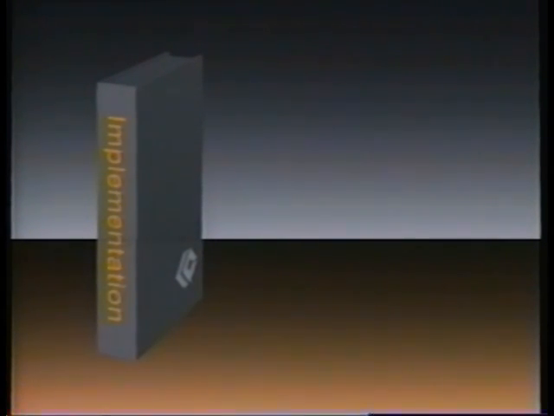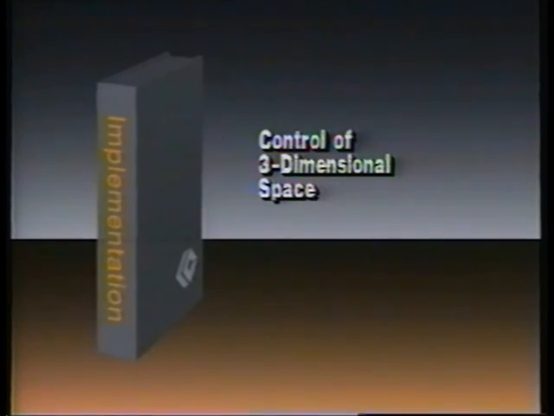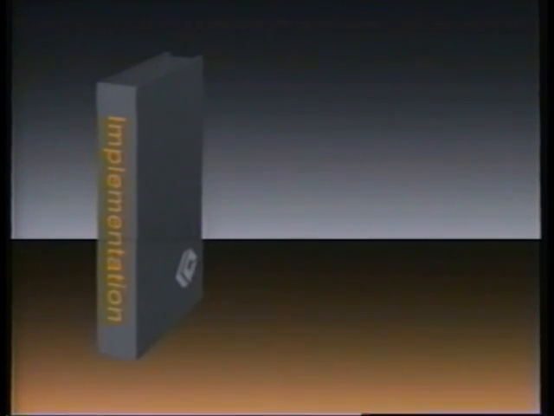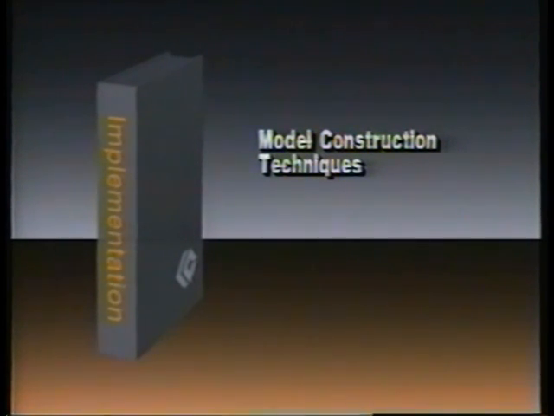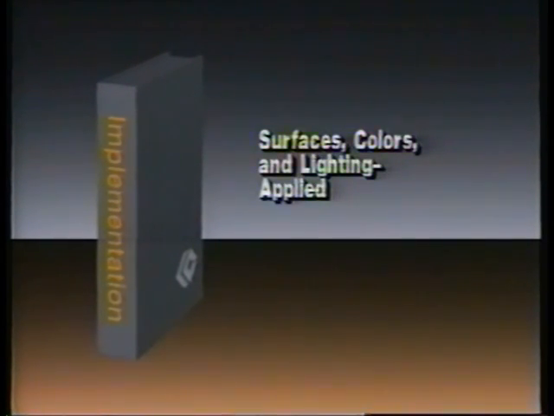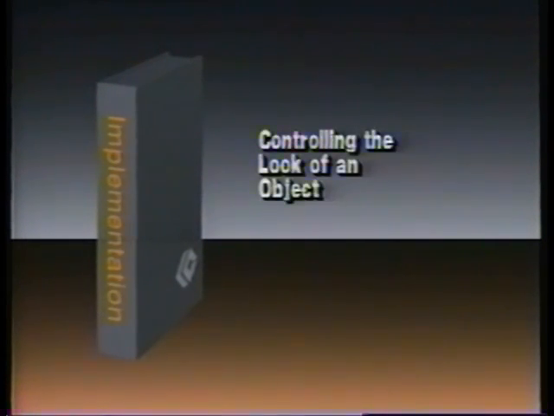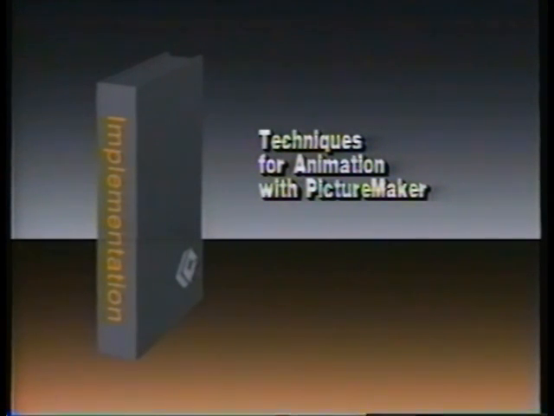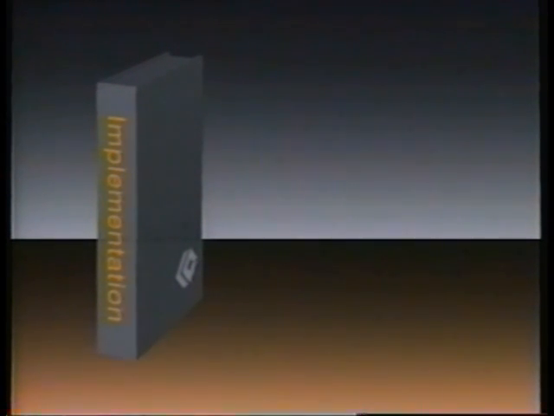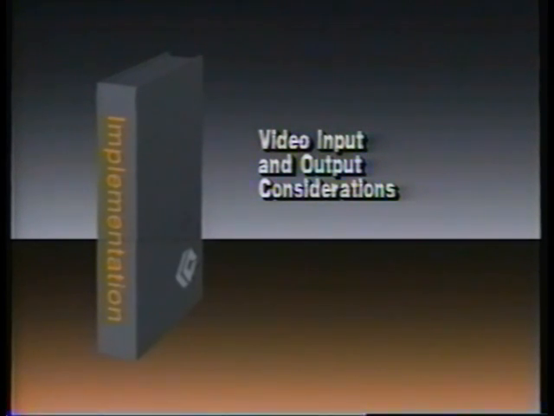The third set of tapes shows how the theories presented in the first group are typically implemented. We will present examples of how models are built, animated sequences are designed, and how images are actually recorded on videotape or film. More specifically, we'll discuss the control and movement of 3-dimensional space, the techniques of building a variety of sophisticated models, the specification of surface characteristics, and the many ways you can control the appearance of models within Picture Maker. We will also demonstrate the techniques used to animate models and discuss both video input and video recording.